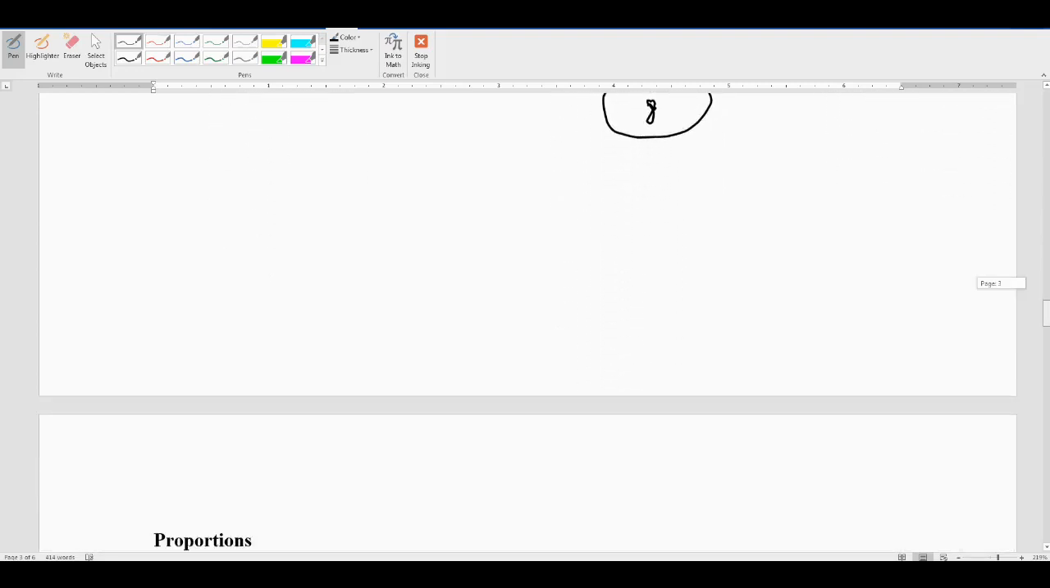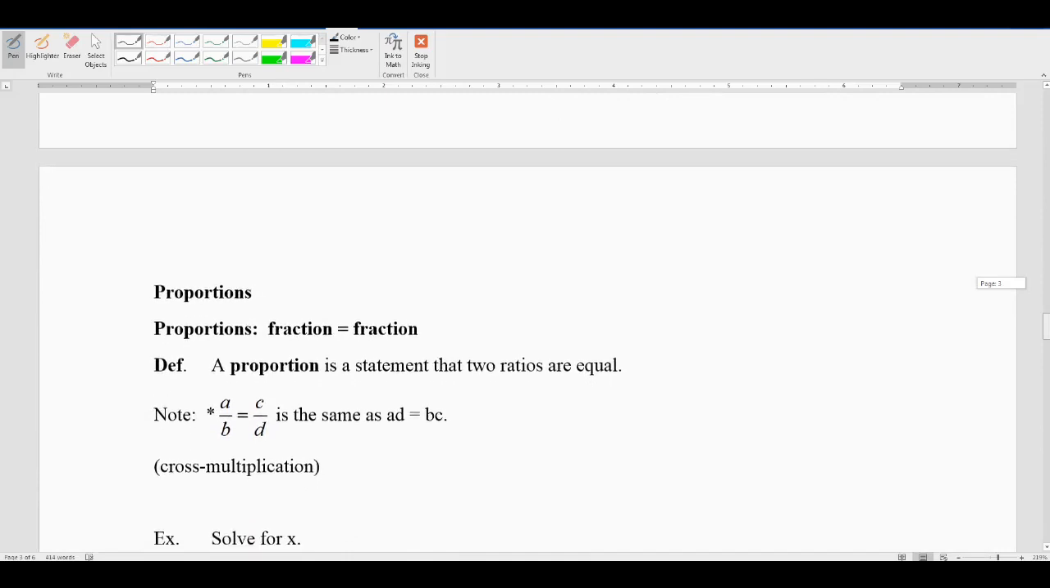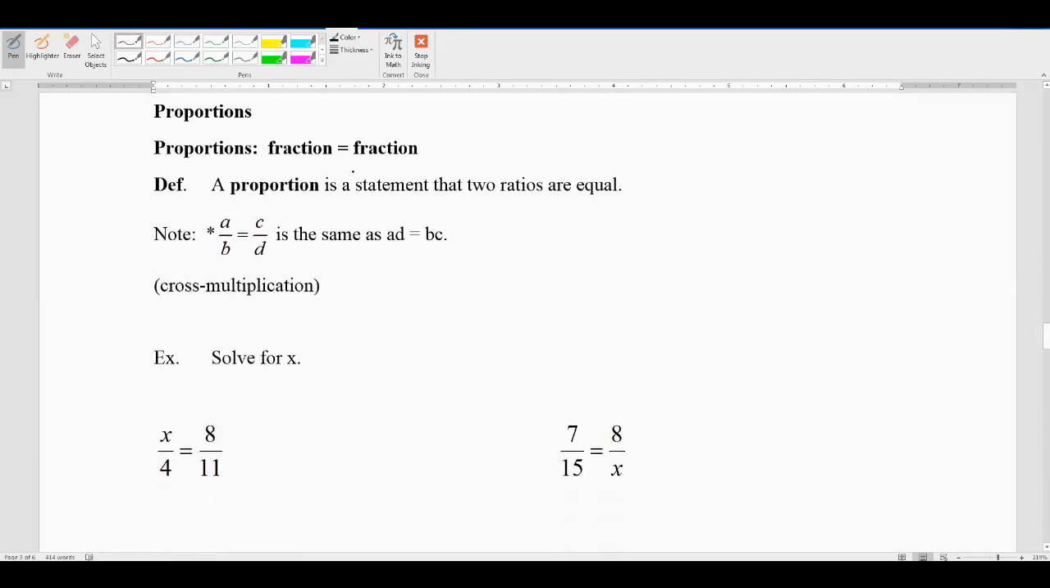Just to review, hopefully. So now we come to proportions. Proportion is a fraction equal to a fraction. This is a mathematical equation. We're going to solve these. The two ratios are equal. What that also means is the units correspond.